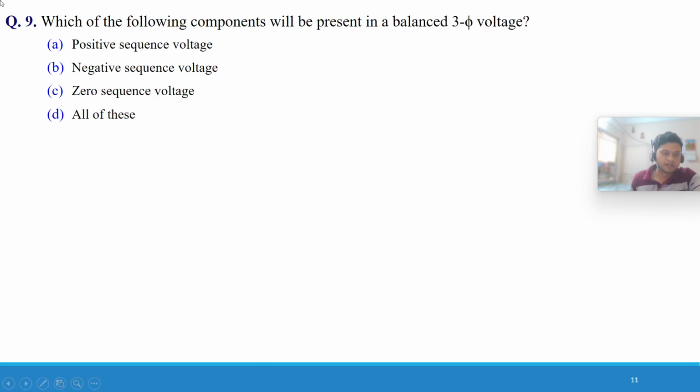So next problem is which of the following components will be present in balanced three-phase voltage? Positive sequence voltage, negative sequence voltage, zero sequence voltage, and the last option is all of these. What do you think?